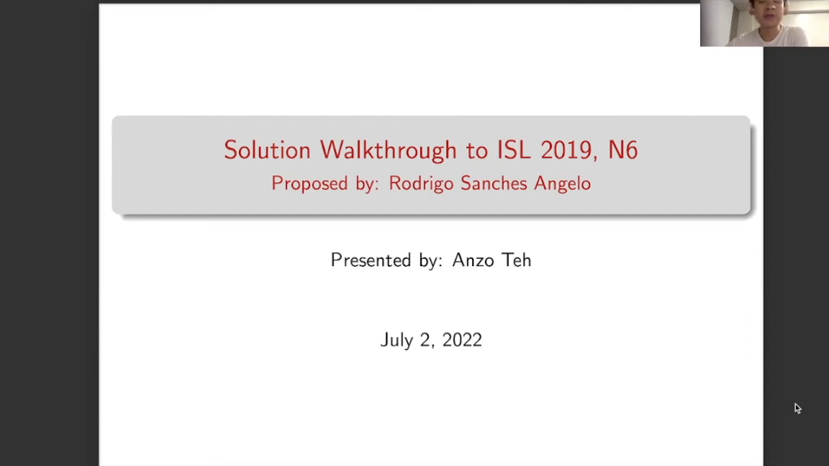So today I'm going to talk about this IMO shortlisted problem from year 2019, number theory problem 6. It was proposed by Rodrigo Sanchez Angelo, who was from Brazil, if not mistaken.